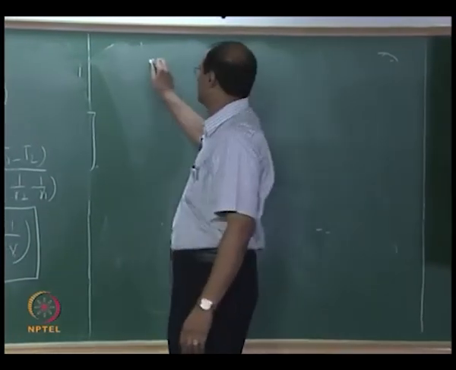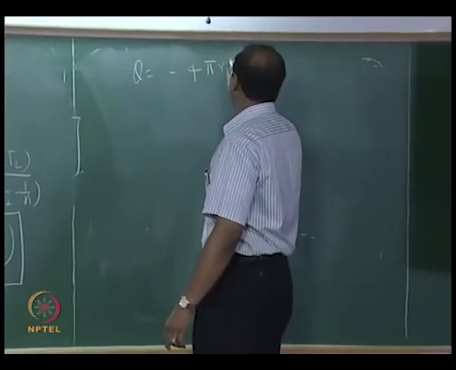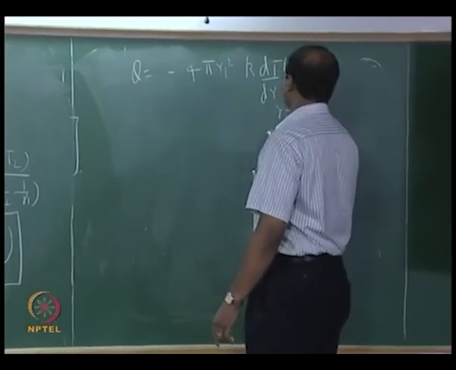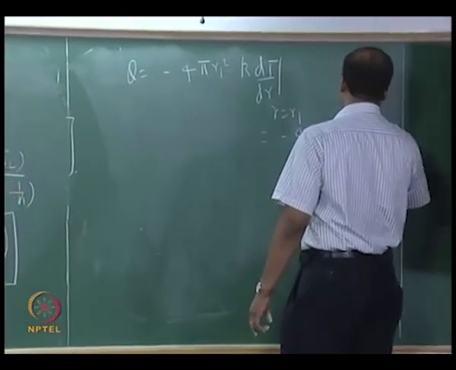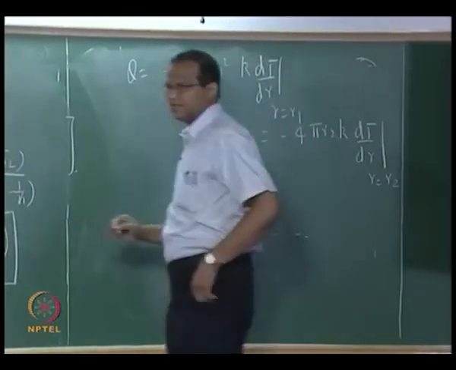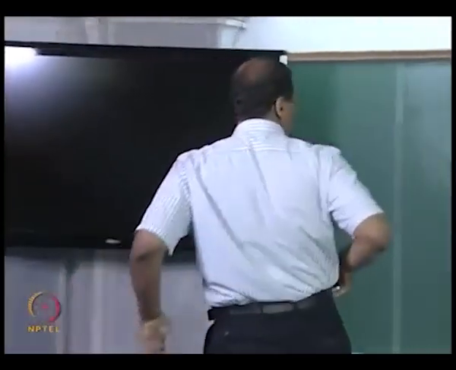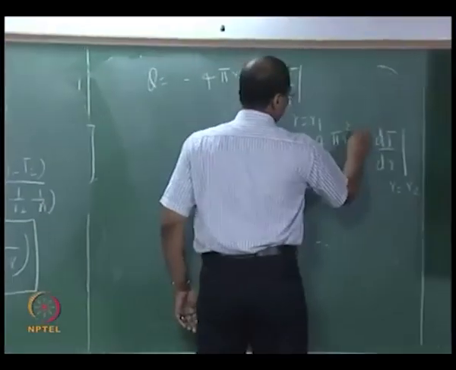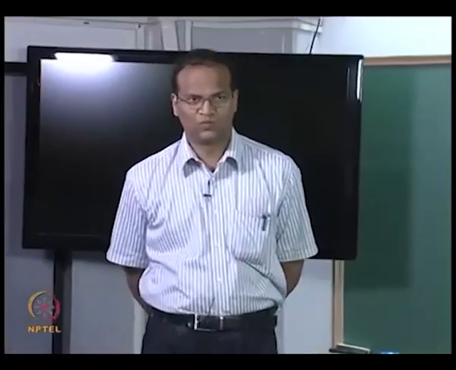Okay. Now what is Q? Minus 4 pi R1 squared K dT by dr at R equal to R1. This is also equal to minus 4 pi R2 squared K dT by dr at R2. Agreed? Because the same heat is going through. It's fine now? R2 squared. Srikanth, is it okay? Following?